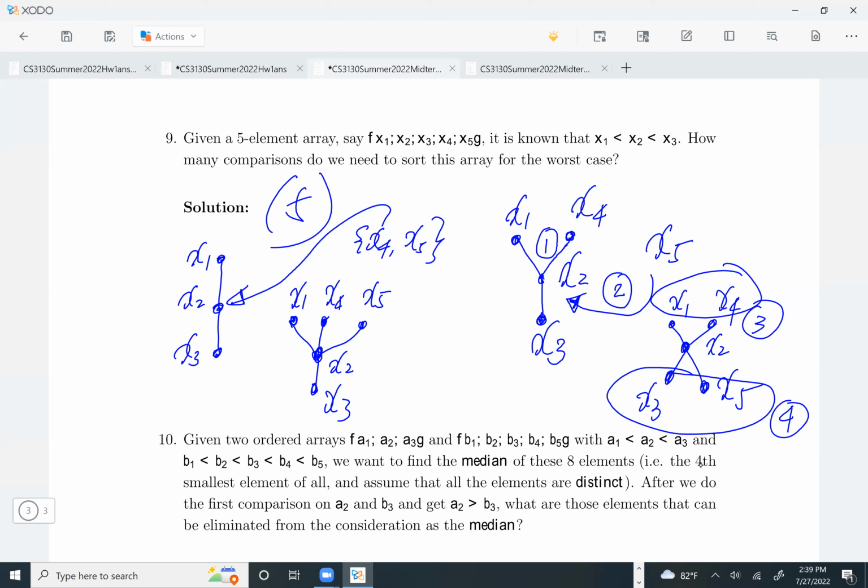For this case, we need to get the top 3 elements sorted. To sort a 3-element array, you need 3 more comparisons. So now the total is 3 plus 2 equals 5. Worst case, 5 comparisons.